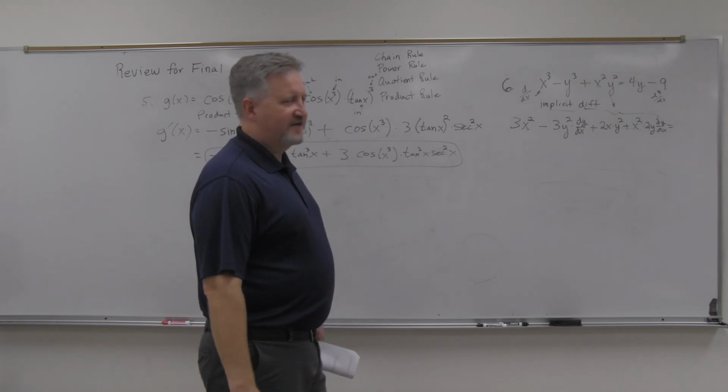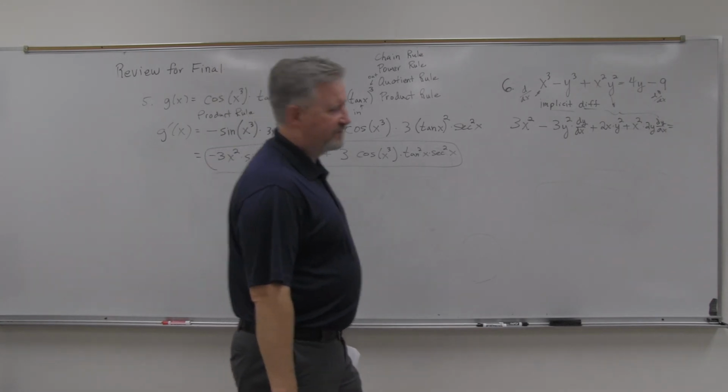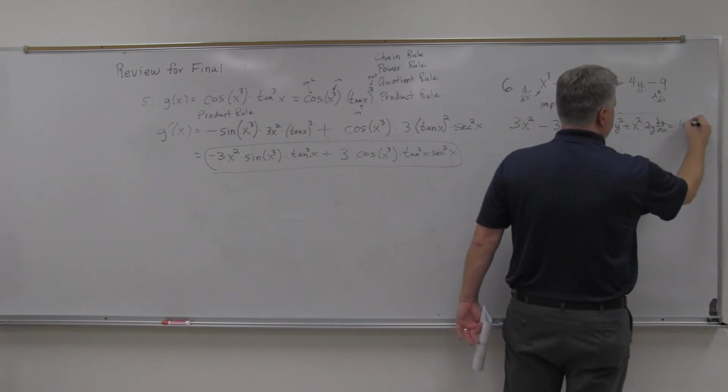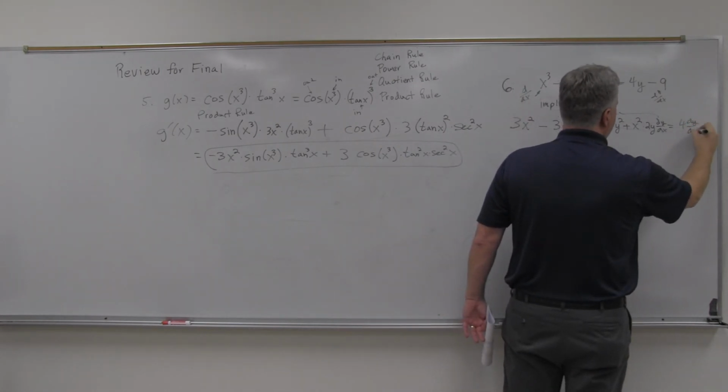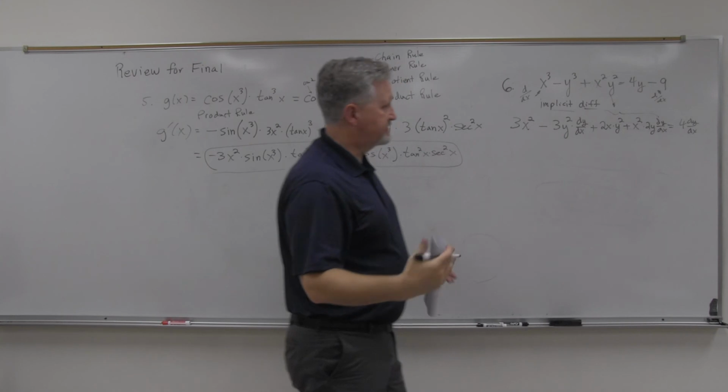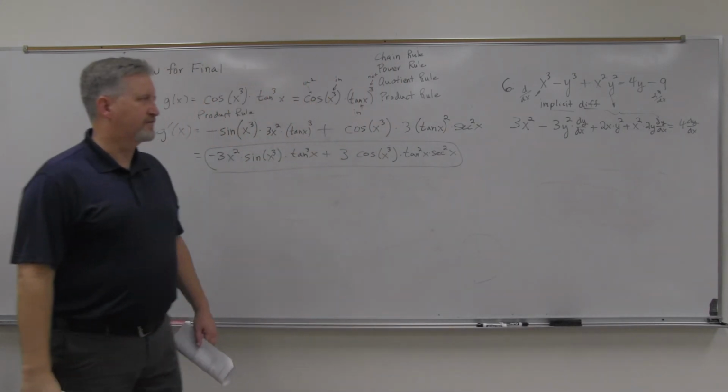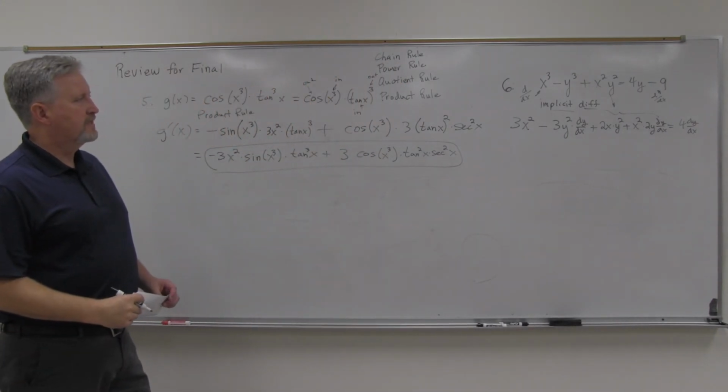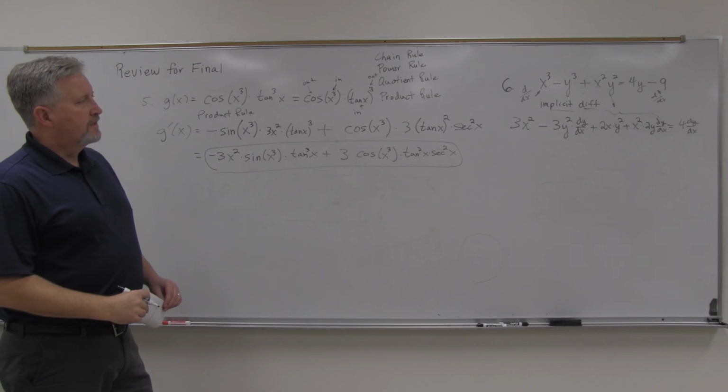Then the right side's a whole lot easier. The derivative of 4y would be 4, but it is a y, so I need the dy over dx. And then the minus 9 is a constant, and that's still a derivative of 0. All right.